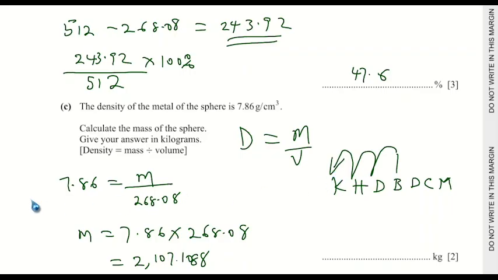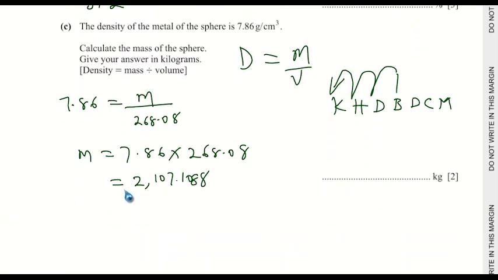Okay, so from the decimal point, we move in that direction 3 times: 1, 2, and 3. So this will be 2.11, correct to 2 decimal places. So you have 2.11 to 2 decimal places. Okay, so let's go to the next question.